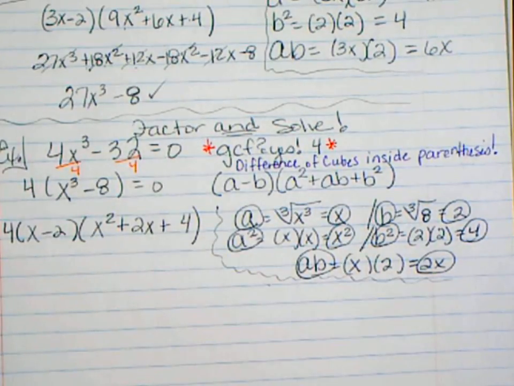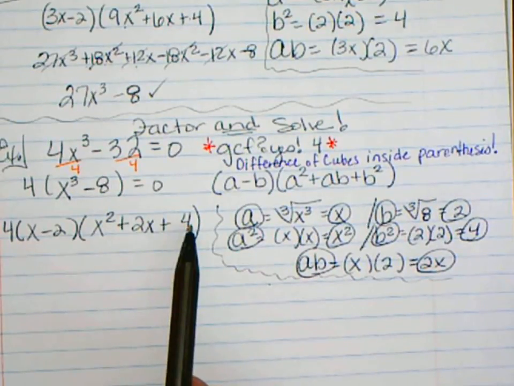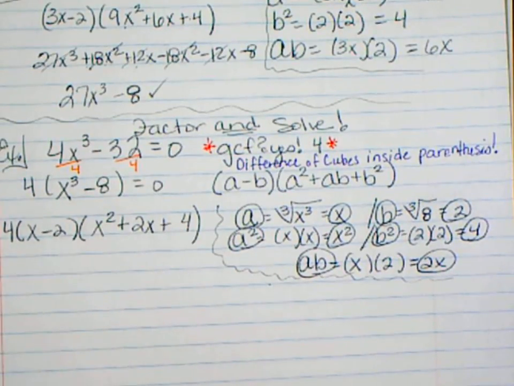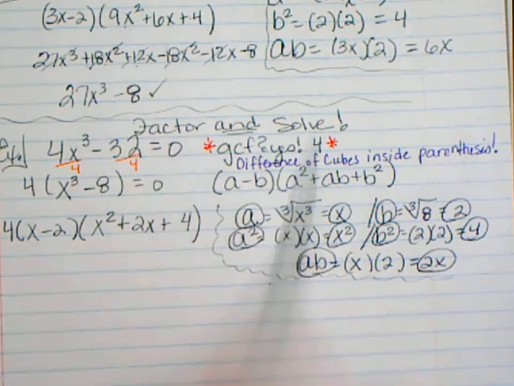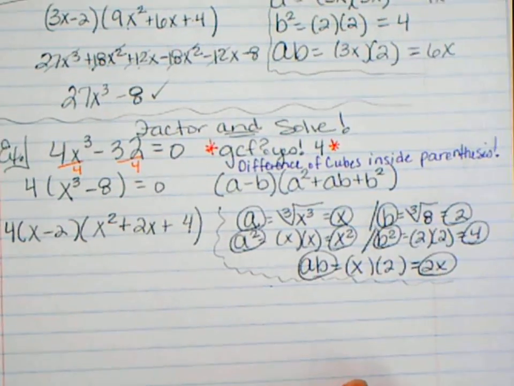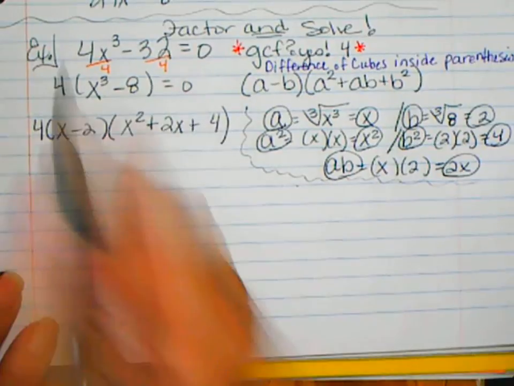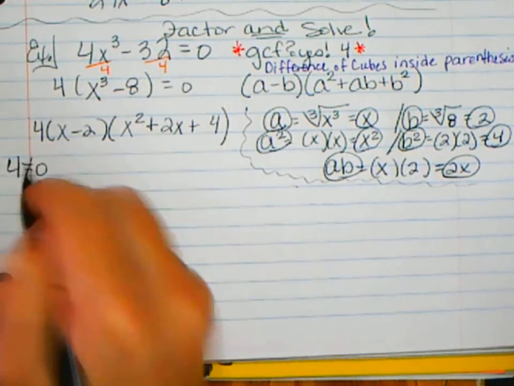So if I were factoring, would I be able to factor this quadratic further? I would need two numbers that multiply to get 4 and add to get 2. 2 times 2, 4 times 1. Is anything going to work? Okay, so for just the factor part, it's factored. But now I have to solve, right? And how many solutions am I looking for? 3. 3 solutions. So if I set each factor equal to 0, if I set 4 equal to 0, is that a solution? No.